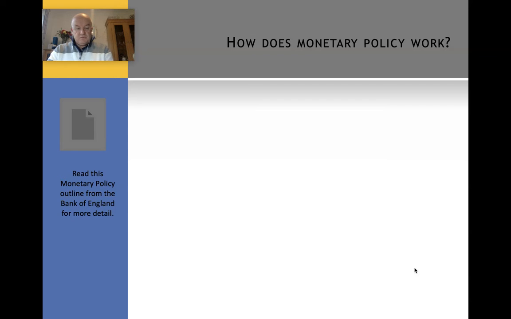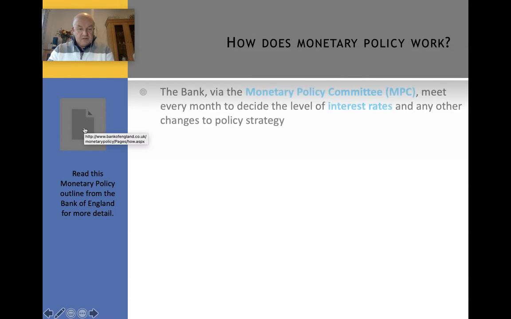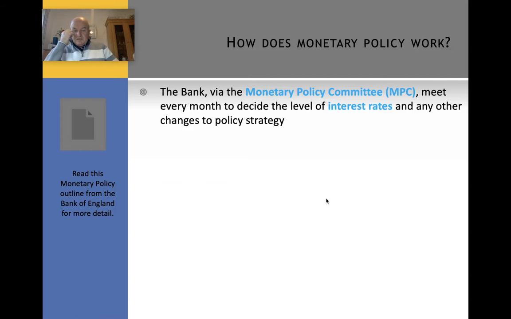So, how does monetary policy work then? There's a monetary policy outline from the Bank of England that you can take a look at, which is in that document there. So go and take a look at that. But in addition, this just breaks it down in a little bit more detail. Okay, so the Bank run a monetary policy committee each month, and that's when they decide the level of interest rates and any other changes to policy strategy.